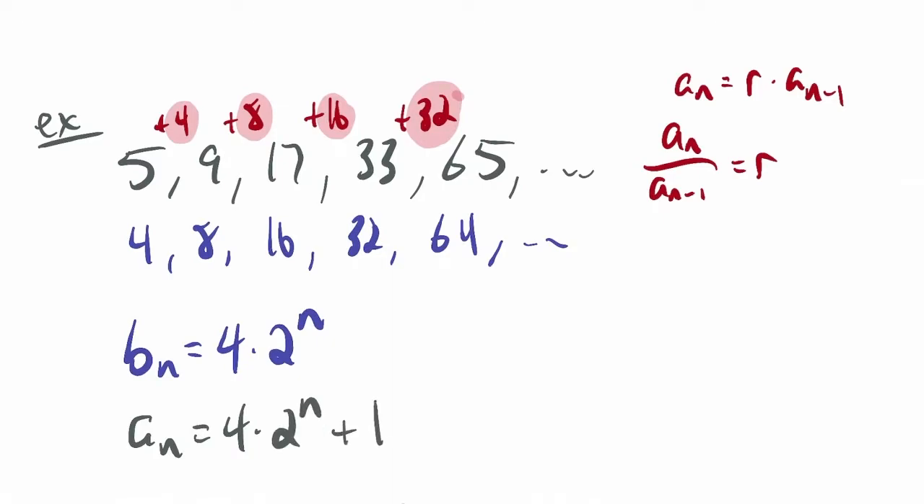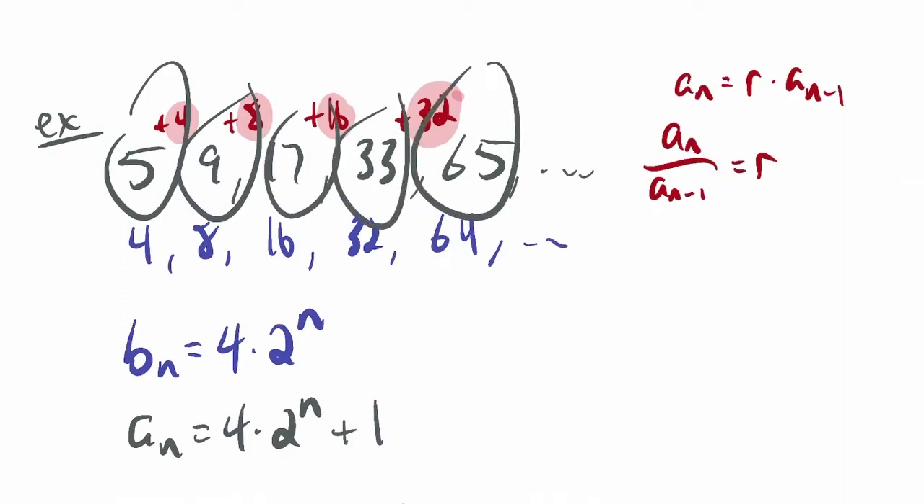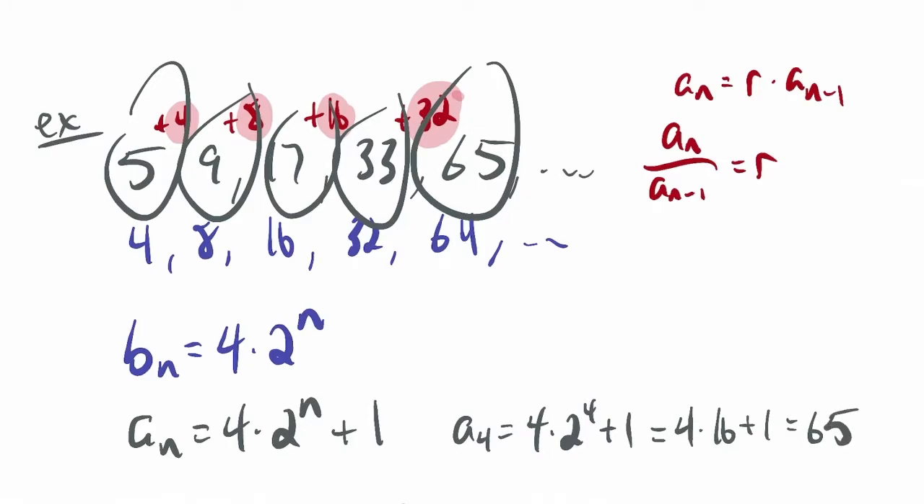Okay, so this is 0, 1, 2, 3, 4, the fourth position. A sub 4 equals 4 times 2 to the fourth power plus 1, which equals 4 times 16 plus 1. So 64 plus 1 is 65, which is what we have. So there we go. That's it.